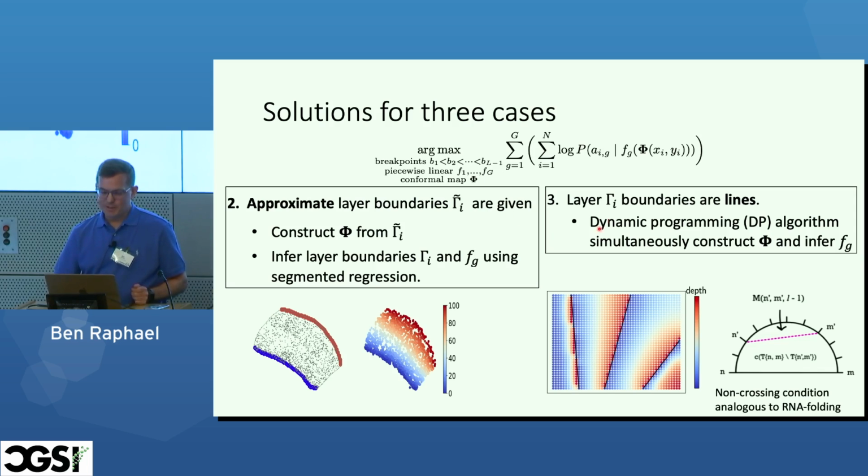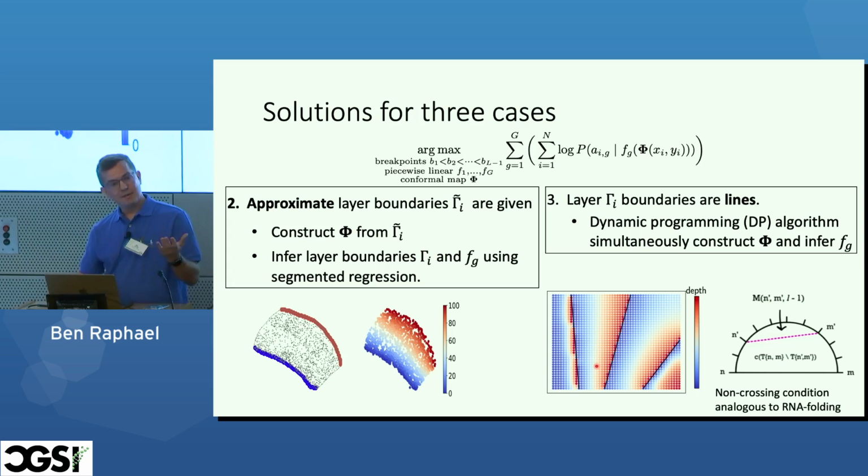And then the third case we can do is when the boundaries between these layers are lines, but they're not parallel lines, they're just arbitrary non-intersecting lines. And this one we can solve, and maybe for those of you that have taken a bioinformatics class, I don't know if they actually teach in undergrad classes the Nussinov algorithm for RNA folding. Do they teach this? Anyone learn this? So sad.